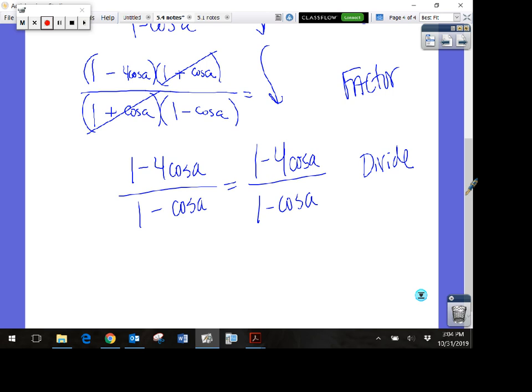I divided. So remember, we do not say reduce. We do not say cancel. We do not say simplify. Okay? We say divide. If we're combining like terms, that's going to be either add or subtract.